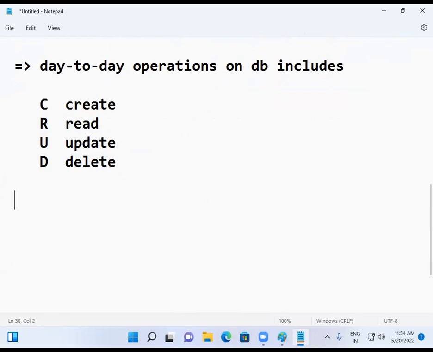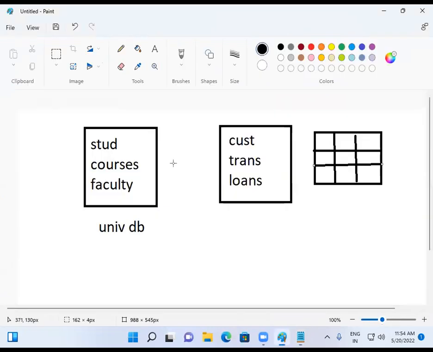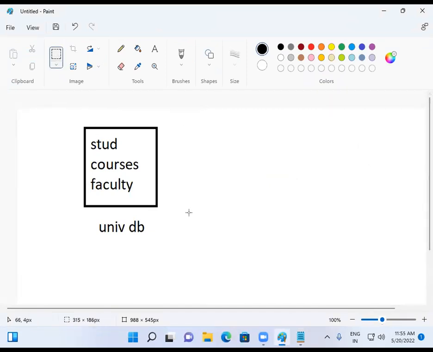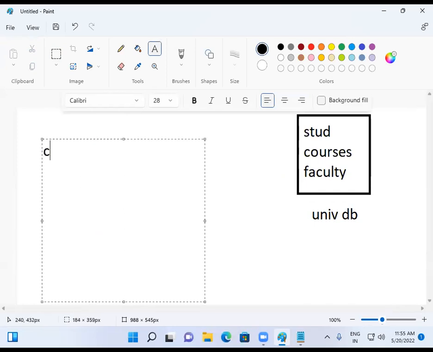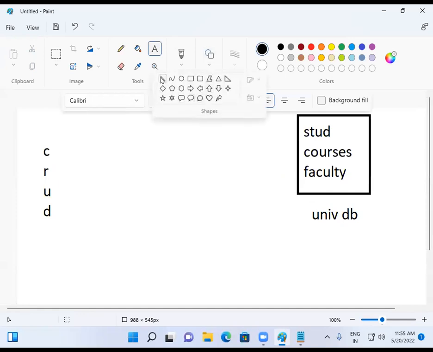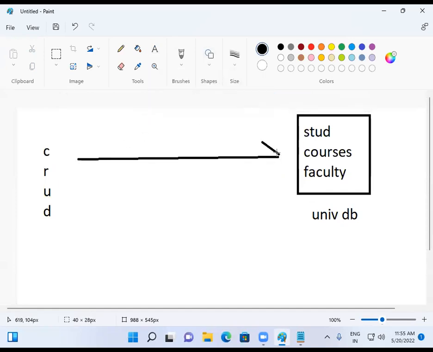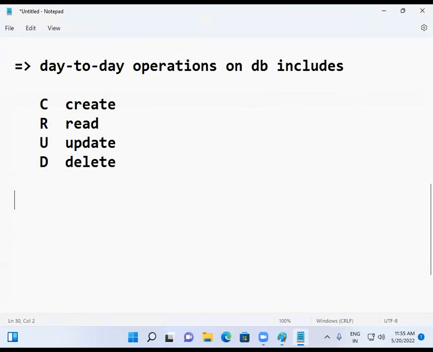Next, can we directly perform these operations on a database? Can a user directly do CRUD on the database? It is not possible. You can't directly work with the database. You need software. What is that software called? DBMS.